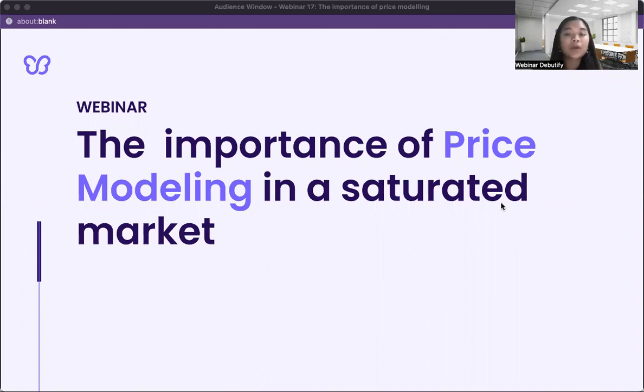So today we're going to discuss why price modeling is important in a saturated market. As e-com business owners, you all know how difficult it can be to stand out from competition. It's especially challenging when we are in a market saturated with similar products. This is why we need to have a solid pricing strategy in place.